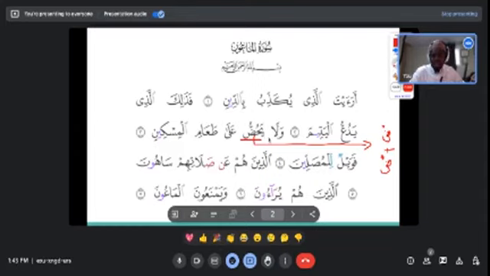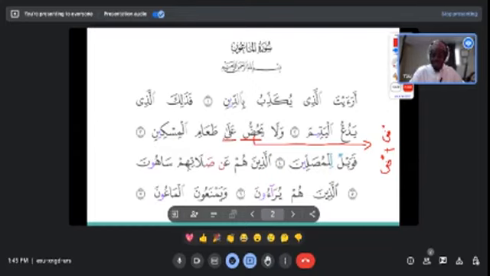ولا يحض على طعام المسكين. You see here, it has a lam after it, and the lam has two mad letters.